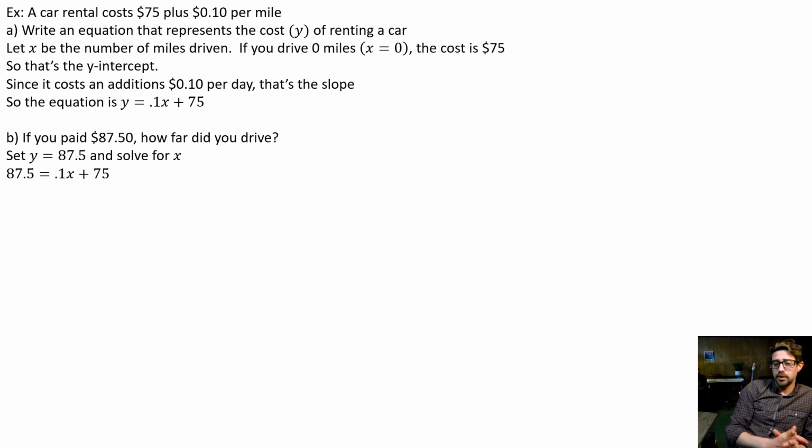So with these problems, I'm having you set up the equation yourself. 87.5 is 0.1x plus 75. Solve that for x. That's easy. Subtract 75 from both sides. I like to flip equations around because I like my x on the left-hand side. And then just divide by 0.1. Pro tip, dividing by 0.1 is the same as multiplying by 10, so you don't need a calculator. So x is 125 miles.